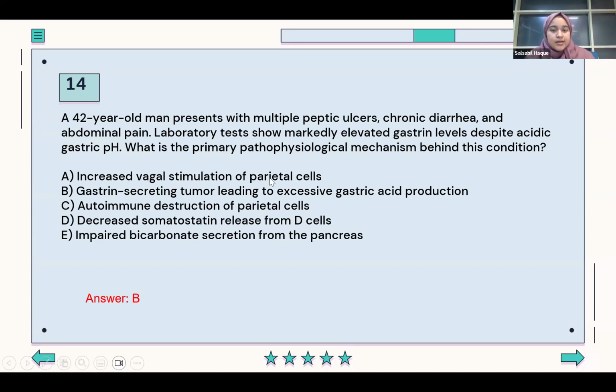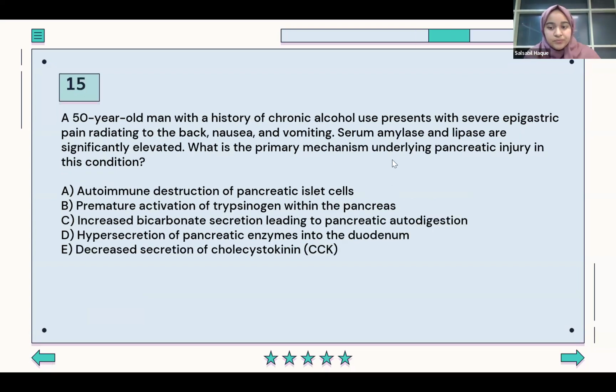All right, this is gastrinoma or Zollinger-Ellison syndrome. This is where you have a gastrin-secreting tumor, which results in increased gastric acid production, and this gastric acid is not responsive to negative feedback caused by the acidic gastric pH, which is why this information is mentioned. All right, next question.